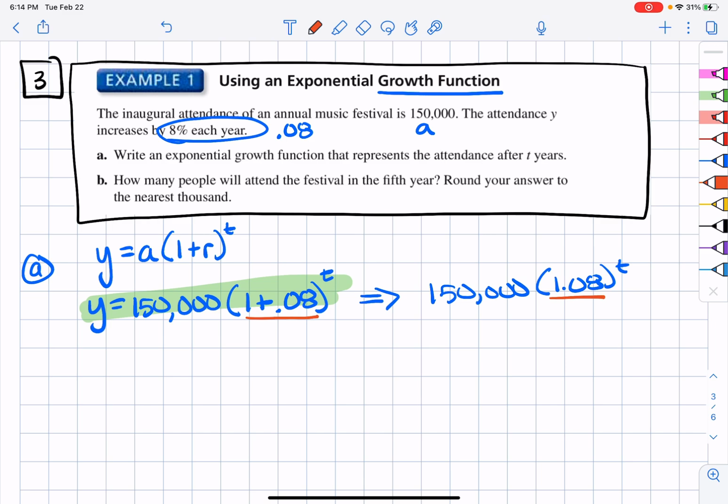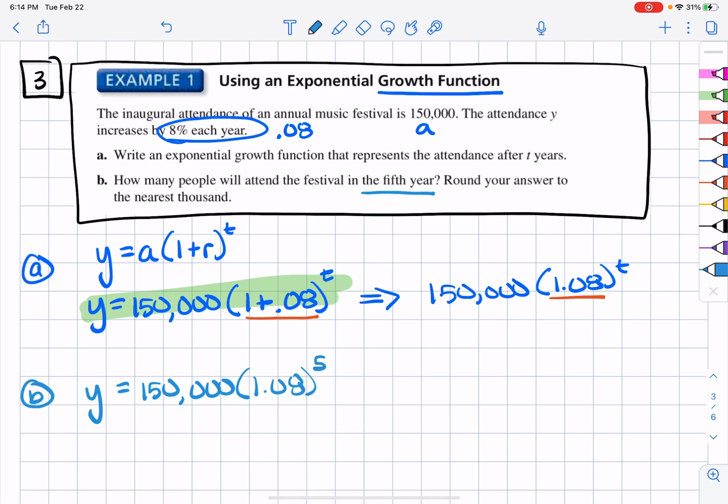So you can do that as well if you want. You don't have to though. Okay, then part B says how many people will attend the festival in the 5th year. So we're going to use this model that we just came up with. This is going to be 1.08, and we're going to raise this to a power of 5.